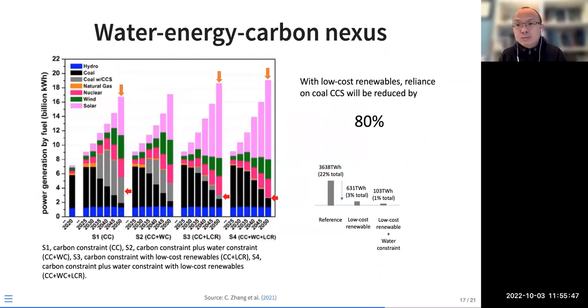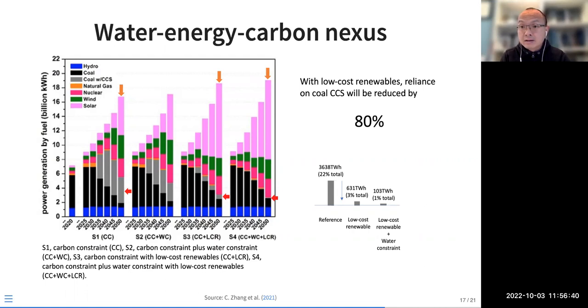So energy, water, carbon emission, human health, this creates an area for nexus research. And this is an example of my co-authors and I working together to study the trade-offs, the linkages between the different impact factors. There are a couple of messages where we use China's power system as an example, and we studied the impact of lower cost of renewables and introduced water constraints in the power system.